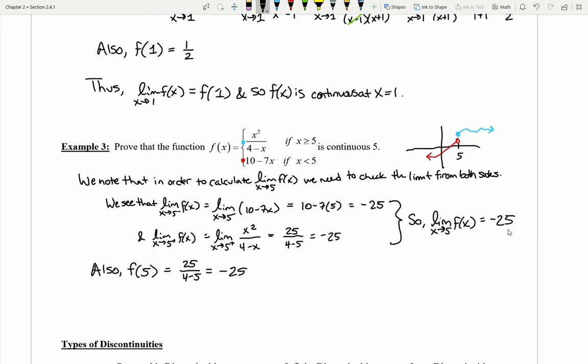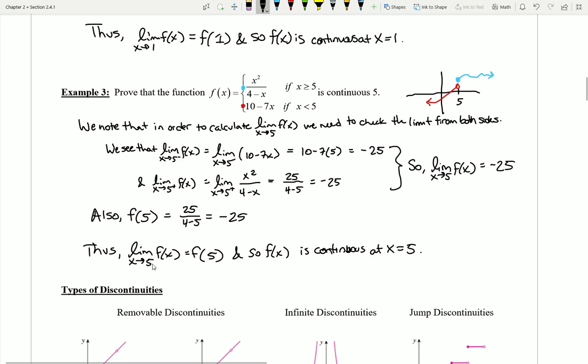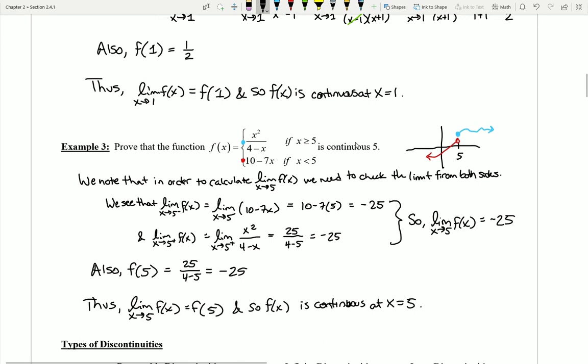So the limit is negative 25, the y value is negative 25, and so I can conclude that the limit as x approaches 5 for my function is equal to f of 5. They both produce the same value. And so f of x is indeed continuous at x equals 5. So it's really important to note that in this example and in the last one, we've consistently checked both of these values and compared if they were the same value. And this is what you would have to do on every single question if you wanted to figure out if a function was continuous at a point.